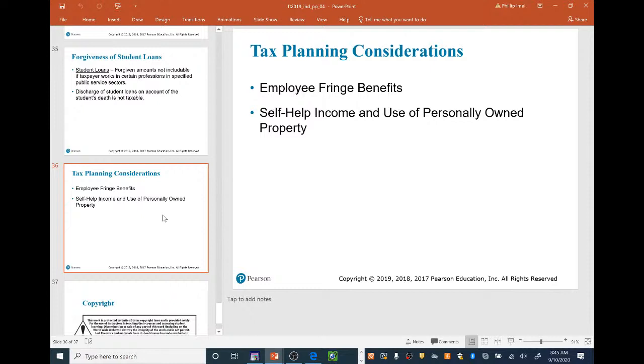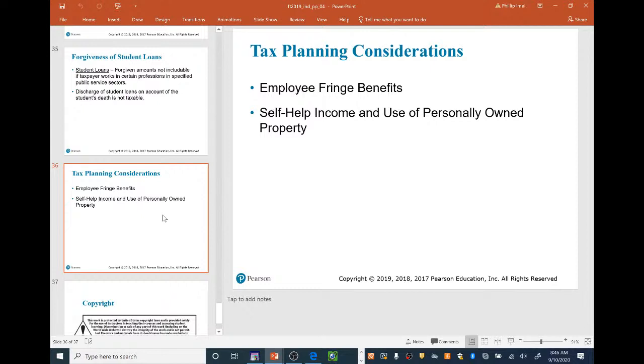Next, the self-help income and the use of personally owned property. The tax law encourages the ownership of a personal residence over the rental of the same property. Deductions for carrying costs, meaning interest and taxes, are available for purchased residences, while rent on personal residences is not deductible.